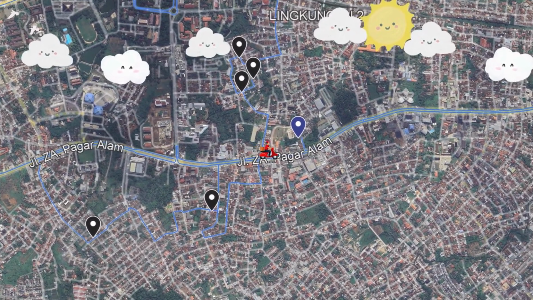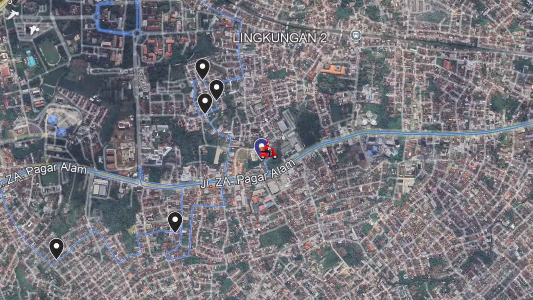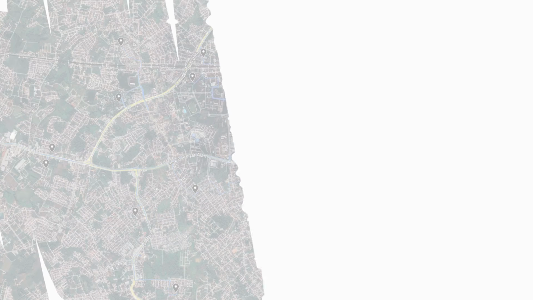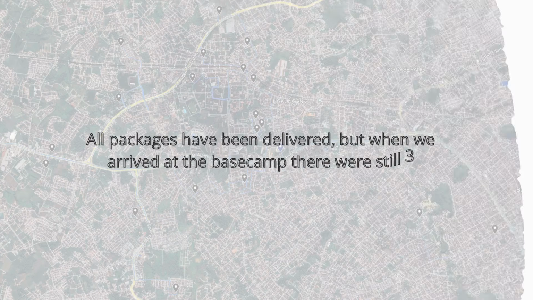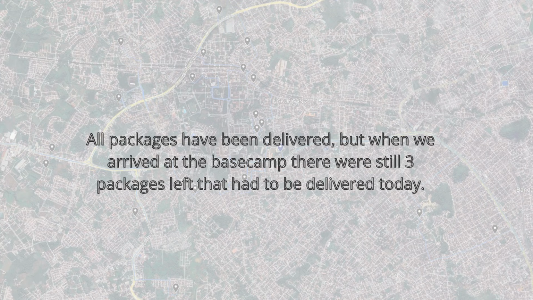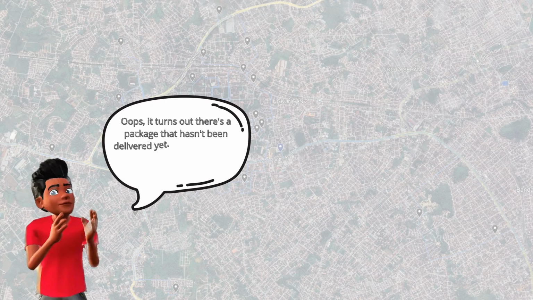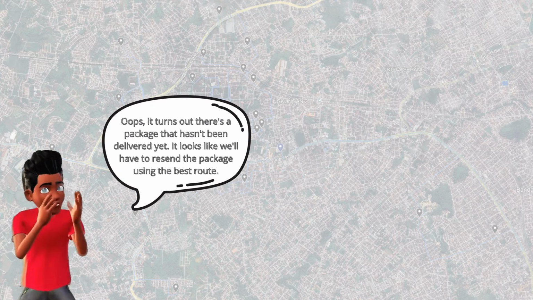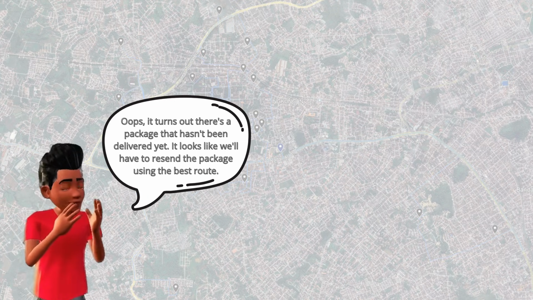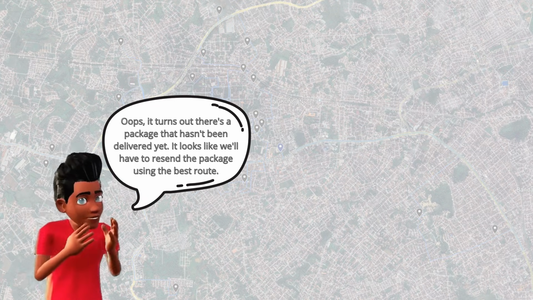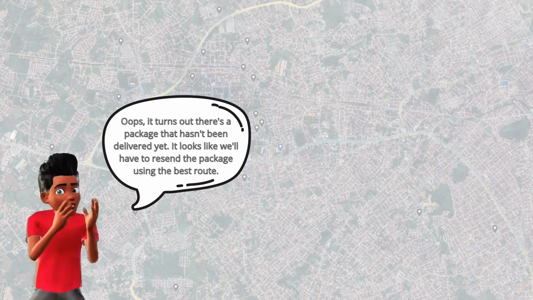At this point, the courier has returned to the base after completing the initial delivery route. All packages have been delivered, but when we arrived at the base camp, there were still 3 packages left that had to be delivered today. Oops, it turns out there's a package that hasn't been delivered yet. It looks like we'll have to resend the package using the best route.